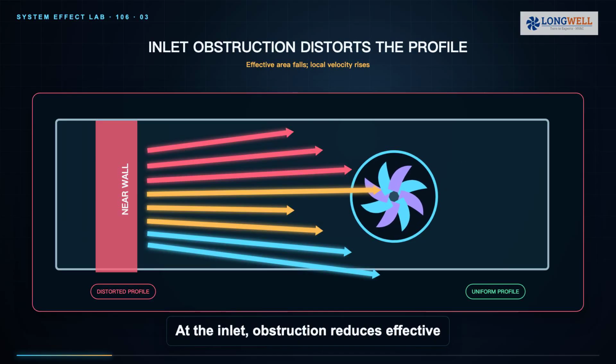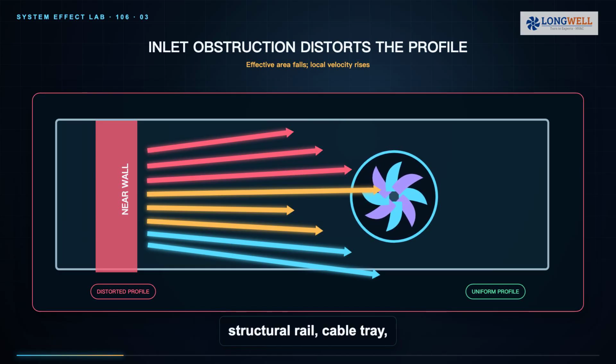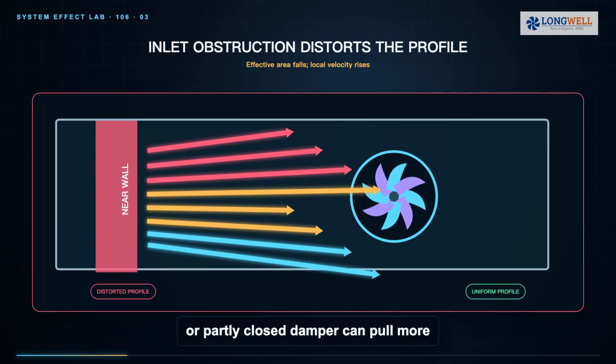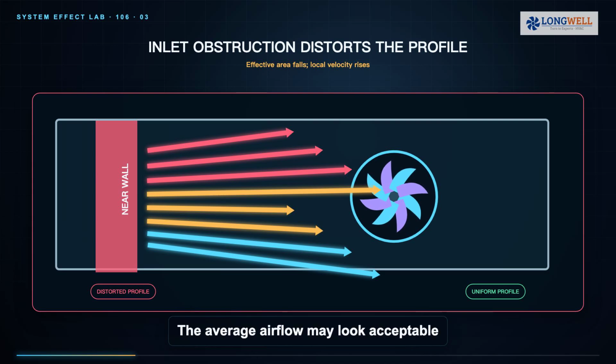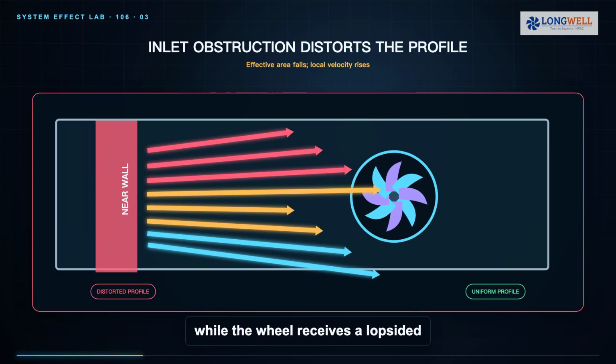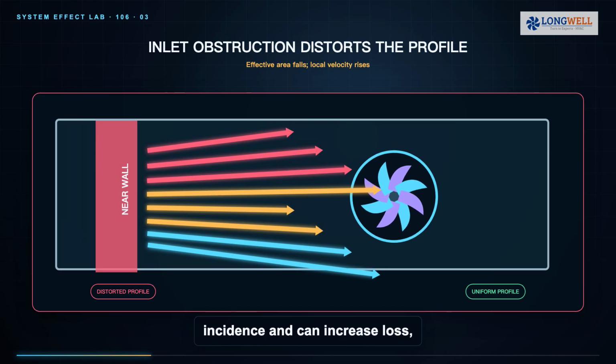At the inlet, obstruction reduces effective area and raises local velocity. A nearby wall, filter frame, structural rail, cable tray, or partly closed damper can pull more flow through one side of the opening. The average airflow may look acceptable while the wheel receives a lopsided velocity profile. That non-uniform approach changes blade incidence and can increase loss, sound, and vibration.